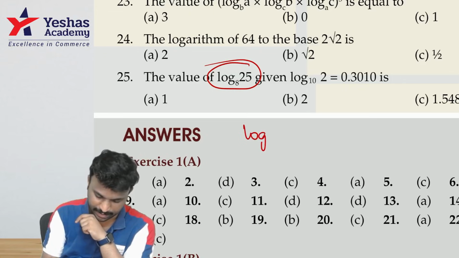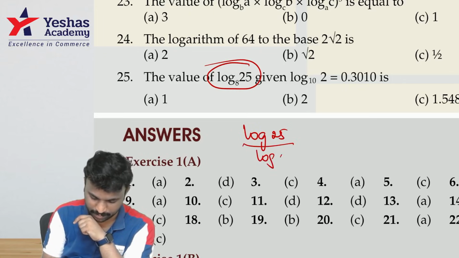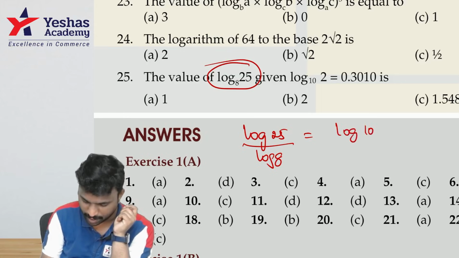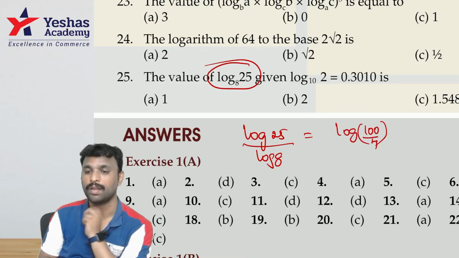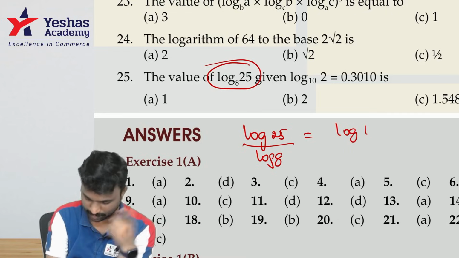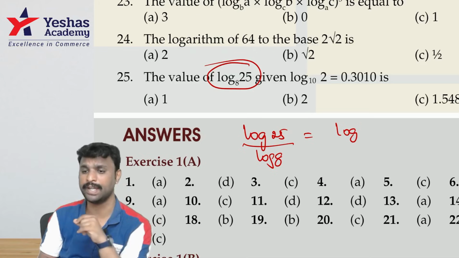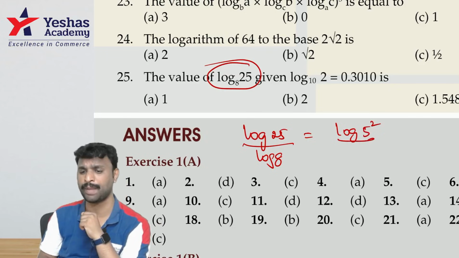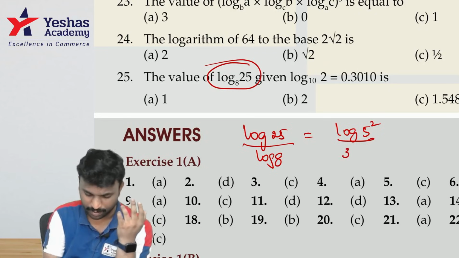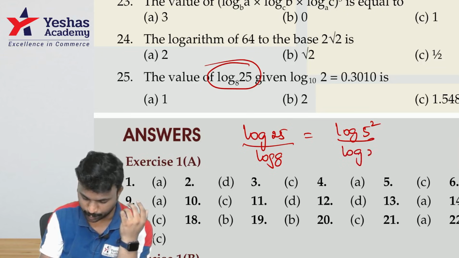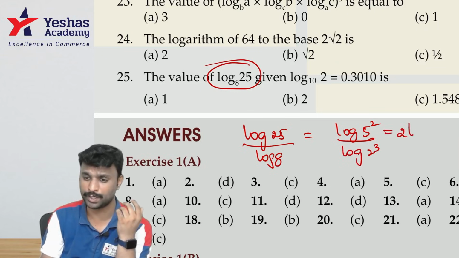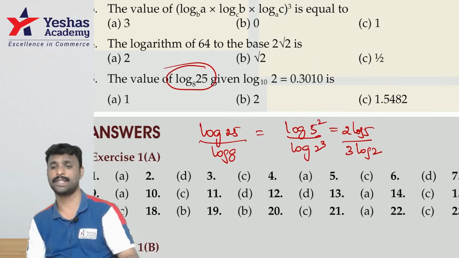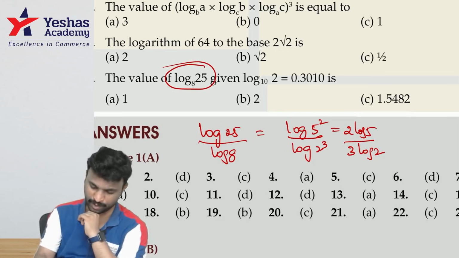I can write this as log 25 by log 8 first of all. And log 25 can be written as log 100 by 4. Or if it is not striking your mind, you can write 25 in terms of a prime number as 5 square. Correct. Log 8 again in terms of prime number: log 2 cube. Now power becomes a multiplier, so it's 2 log 5 and the denominator is 3 log 2. Guys, all I have is a substitution for log 2. I don't have a substitution for log 5.